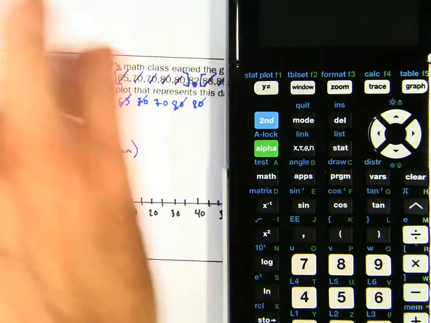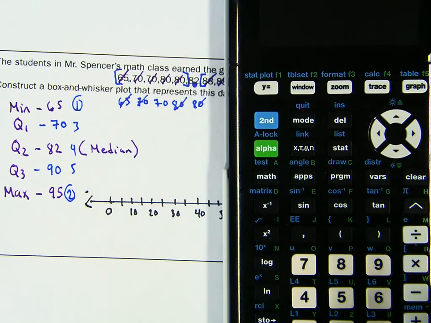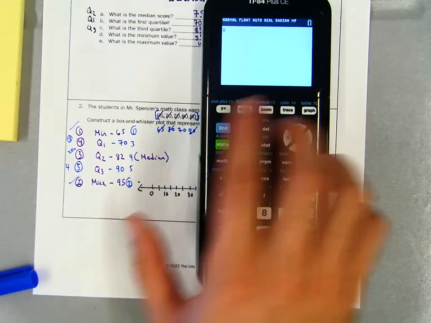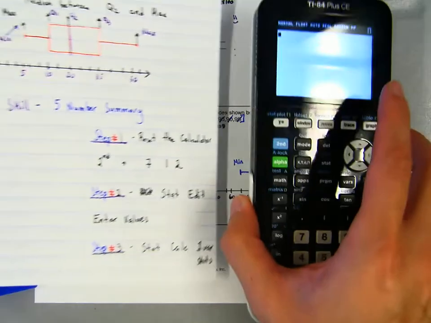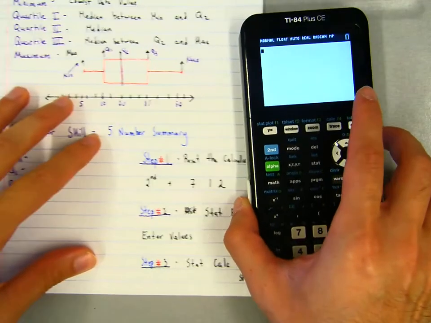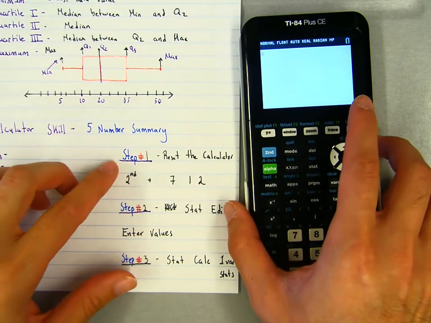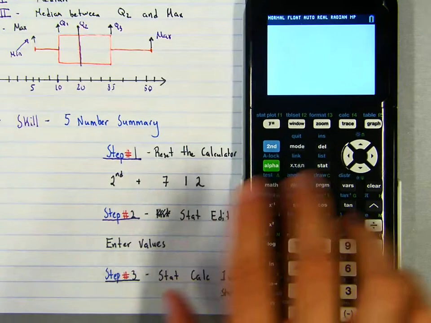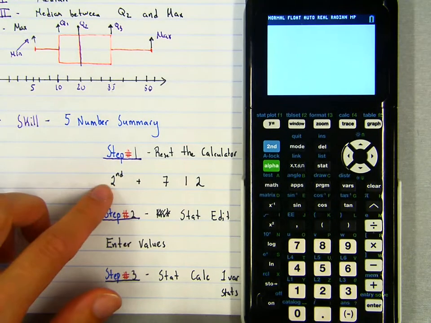So let's take a look here. What I'd like you to do is grab your calculator, turn it on, and let's look at the steps of how to do this. First thing we should do is reset the calculator. Let's zoom in a little bit so we get a better angle. How do you reset the calculator?